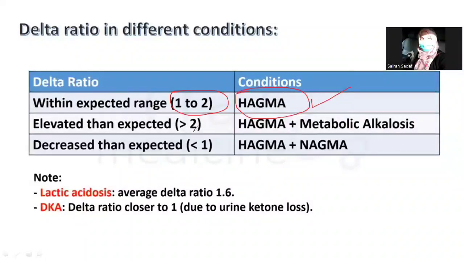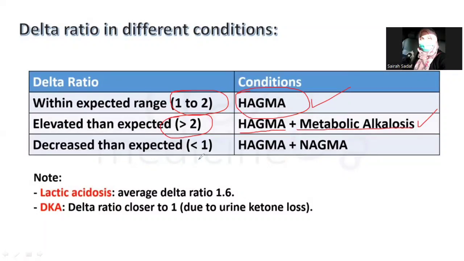Now, when the value is more than 2 after subtracting and dividing, it means that the patient is not only having HAGMA, but there is also an associated disorder of metabolic alkalosis. I will give you some examples at the end, okay? That is how a patient can have HAGMA and metabolic alkalosis side by side. I have some examples saved for later.